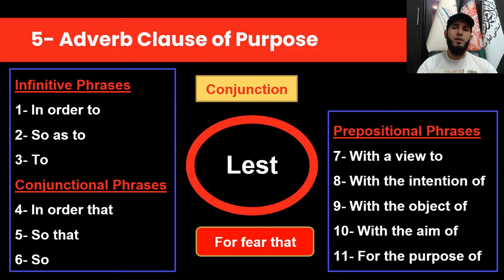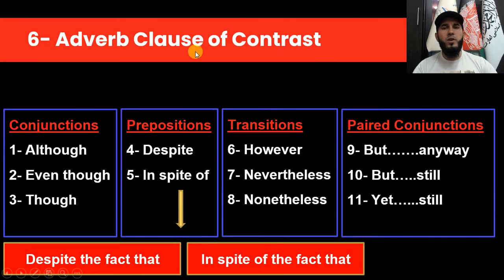So, adverb clause of purpose. Now, adverb clause of contrast. Conjunctions: although, even though, though. Prepositions: despite and in spite of. Transitions: however, nevertheless, nonetheless. Paired conjunctions: but anyway, but still, yet still. And despite the fact that, in spite of the fact that, we have these prepositional phrases here too, which can also be used just like conjunctions. So now I'm going to give you one example for each of these groups of words.